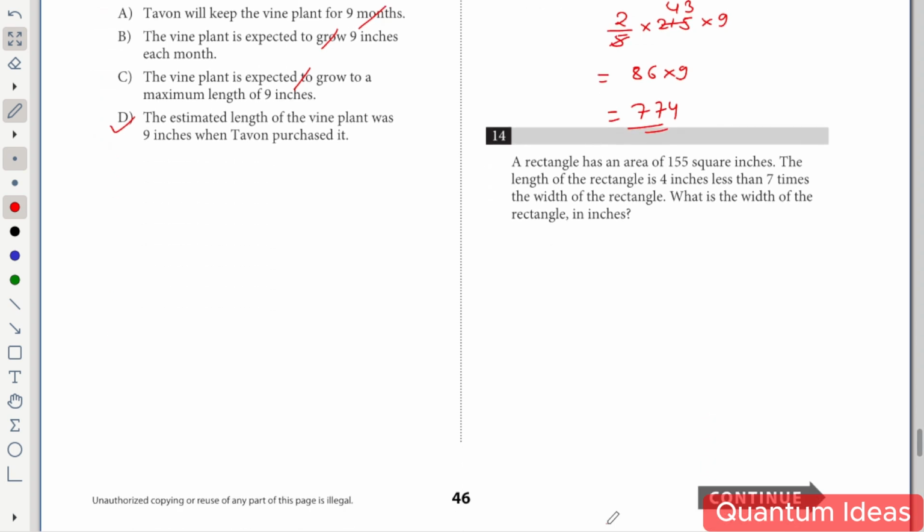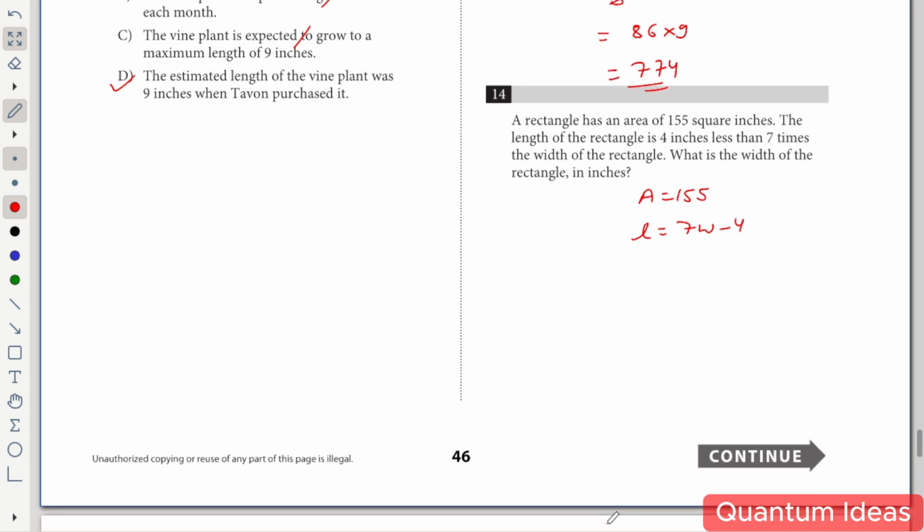Okay, let's go to number 14. A rectangle has an area of 155 square inches. The length of the rectangle is 4 inches less than 7 times the width of the rectangle. What is the width of the rectangle?